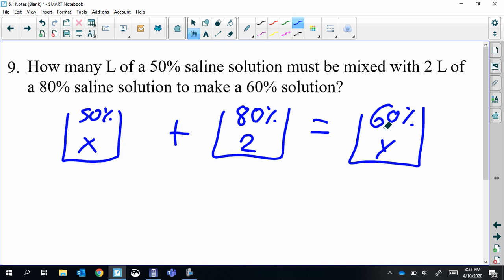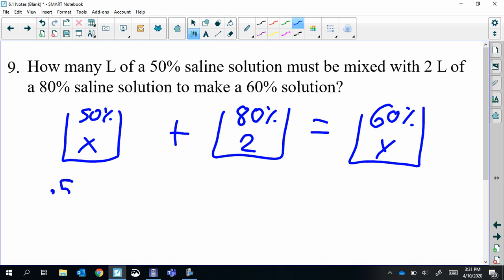Now, looking at this, 60%, our final amount is closer to 50 than it is to 80. So we will have more of the 50% solution than the 80%. So this answer is going to be larger than 2. That's all we really know at the moment. It probably won't be much larger, though, because 60 is almost halfway. 65 would be halfway, so it's pretty close.